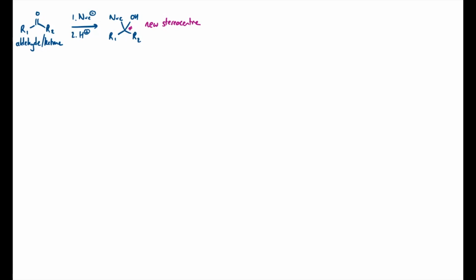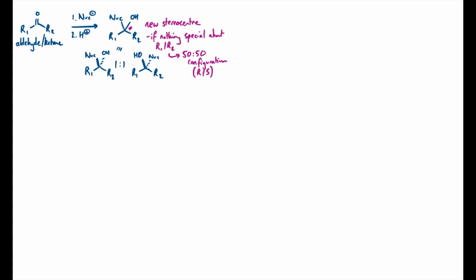Now, if there's nothing special about R1 and R2, I'll get a 50-50 mixture of configurations at that stereocentre. And by configuration, I mean just the R or the S form, for example. So what I'm saying is that this is equivalent to a one-to-one mixture of these two configurations. And that's because that carbonyl group is equally likely to have been attacked from the front or the back.